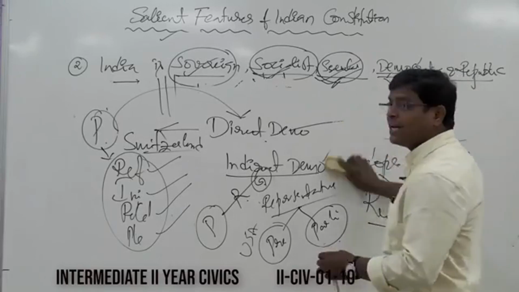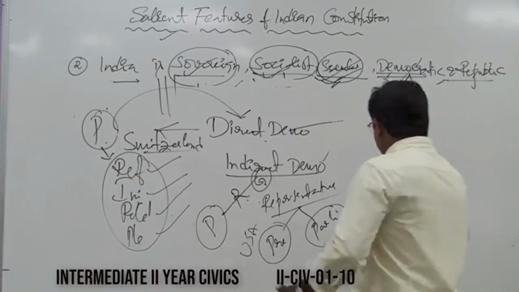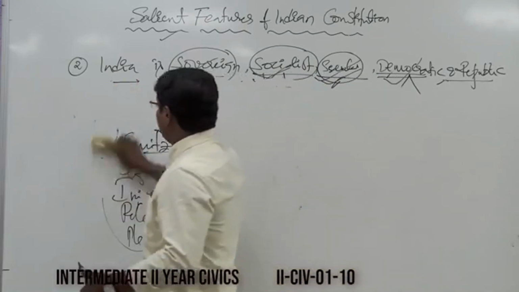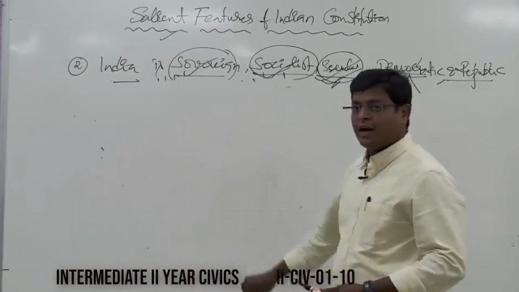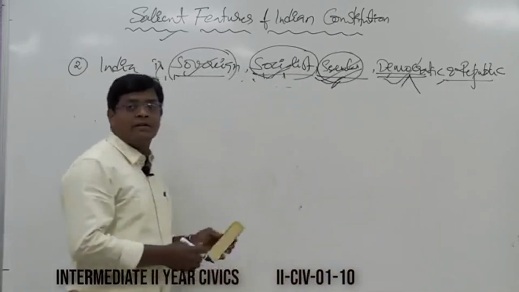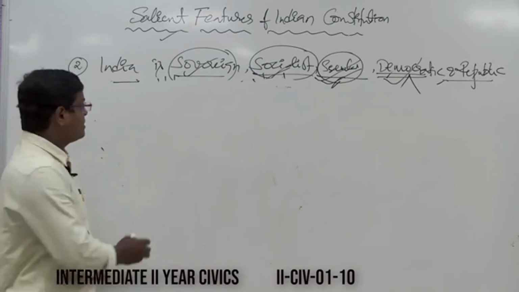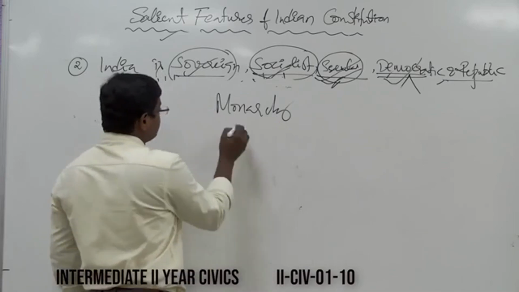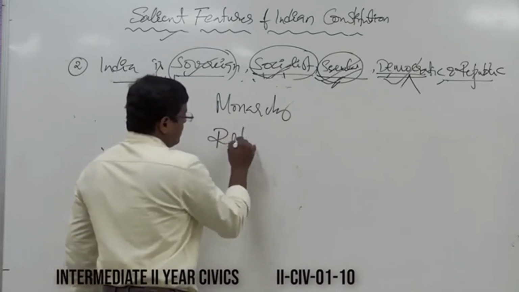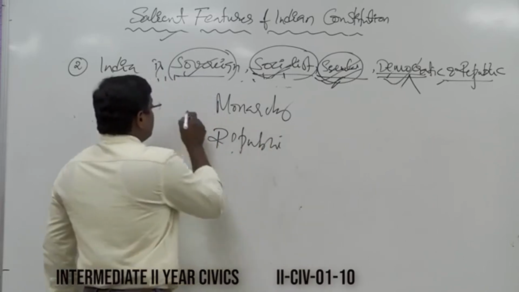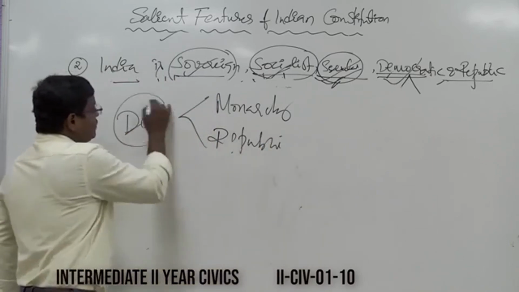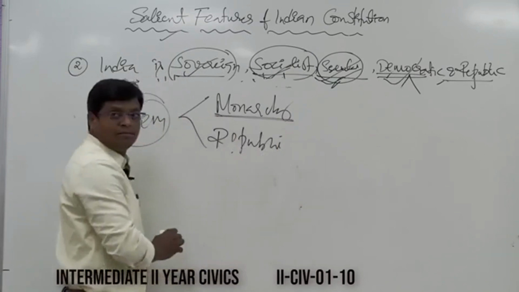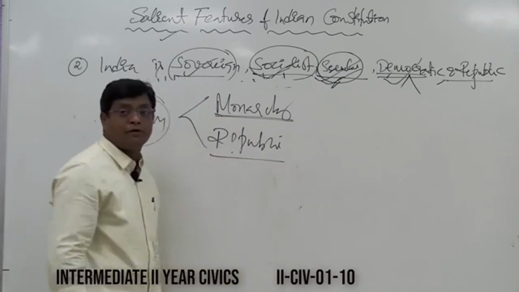Then India is a republic. Is India a republic or not? Yes, India is a republic country, because while formulating the constitution of India, our constitution makers observed so many options such as monarchy and republic. Basically, democracy is classified into two types: the monarchy form and the republic form.